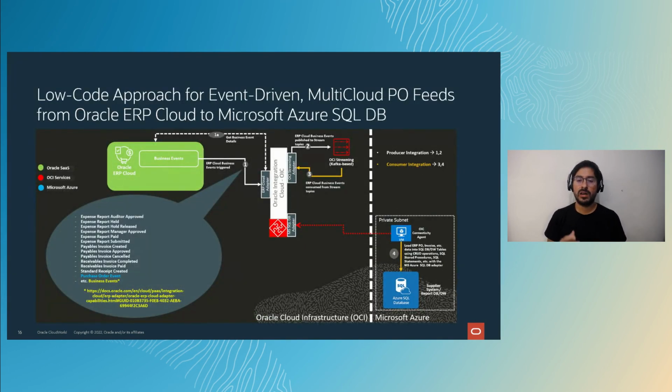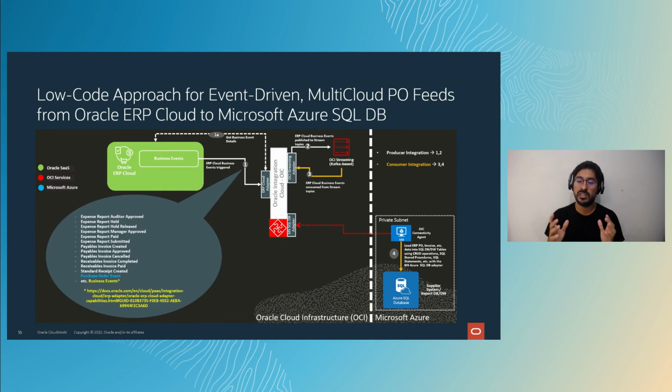So this is our low-code approach for an event-driven multi-cloud purchase order feed from Oracle ERP Cloud to Microsoft Azure SQL Database. In green, you can see Oracle ERP Cloud. In red, we have the different Oracle Cloud services like Oracle Integration Cloud and Oracle Streaming, our Kafka-based service. And in blue, you have the Azure resources, in this case the VM where we host the connectivity agent, and Azure SQL Database. The multi-cloud, event-driven architecture here is covered by Oracle Integration Cloud adapters.